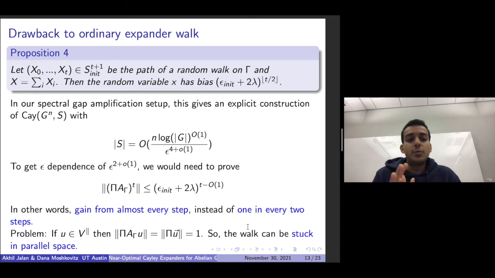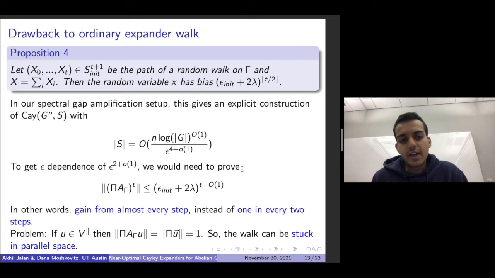So good, we have a method for amplifying bias, but this is not the end of the story. There is a very serious drawback to the ordinary expander walk. The explicit construction we get will have a dependence of epsilon to the 4 rather than epsilon to the 2, which is the parameter that matches Ullman-Roykman, and that's what we're after. If we wanted to prove epsilon to the 2, we would need to show that the matrix norm bound is much better. It would need to be something like the same quantity, but to the tth power.